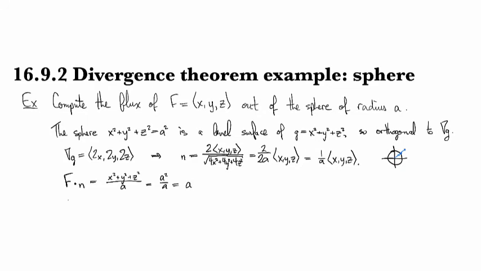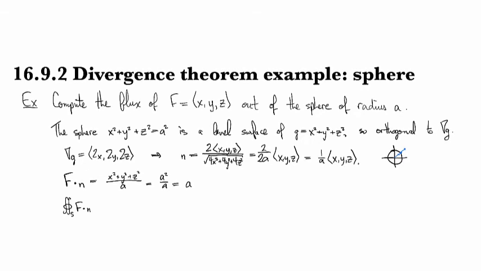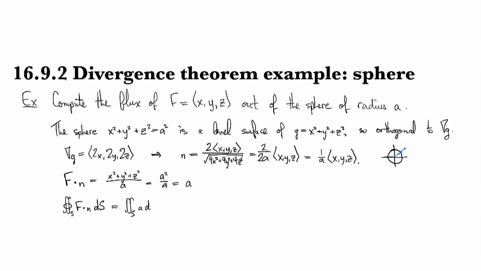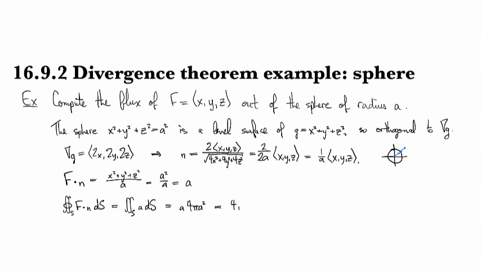So we can go ahead and check out the surface integral that we would use for computing the flux. And this is going to be the double integral over S of just a, it turns out, with respect to the surface area element. And so we have a times the surface area of the sphere, which is 4 pi a squared. So we get 4 pi a cubed as our answer.